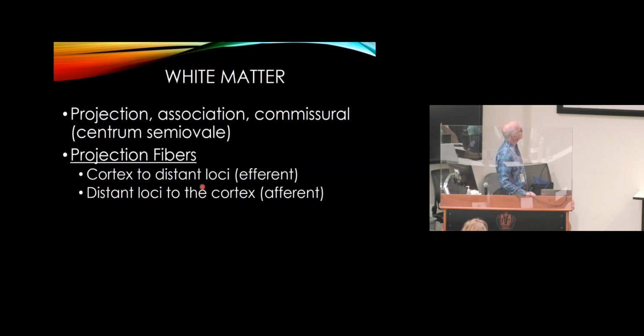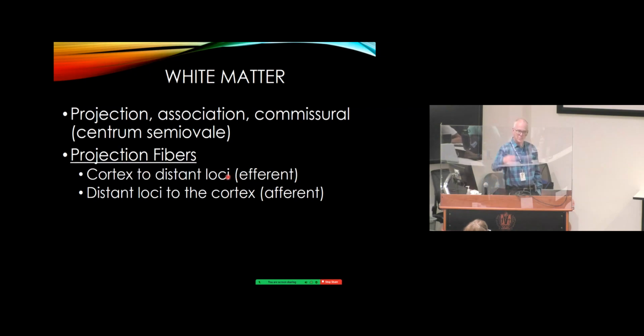So we divide white matter pathways into projection pathways, which are long pathways, either going out of the brain or coming into the brain. We have association pathways and commissural pathways. We'll talk about projection pathways first. Again, these are the big pathways. If it's out of the brain, it's efferent. If it's coming into the brain, it's afferent.